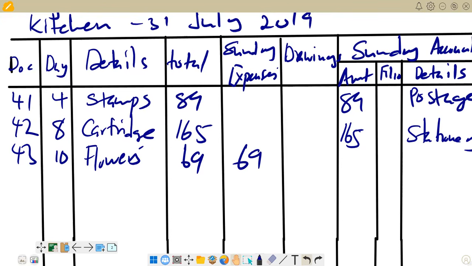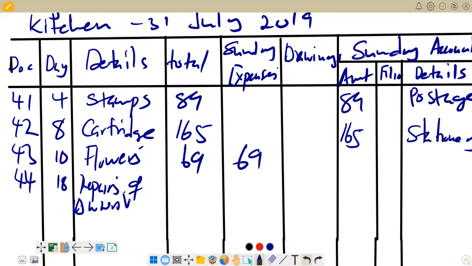On the document, we have got 44. Then obviously the day is 18. And these are repairs of owner's vehicle, so we can just write here, repairs of owner's vehicle, and the amount there is 827. We've got a column for drawings here, so we are going to put it here as our drawings, 827. Then you can go and check the next one.